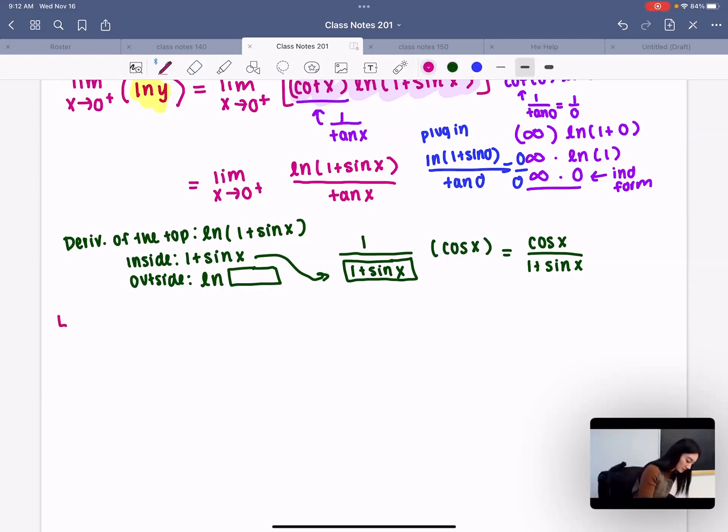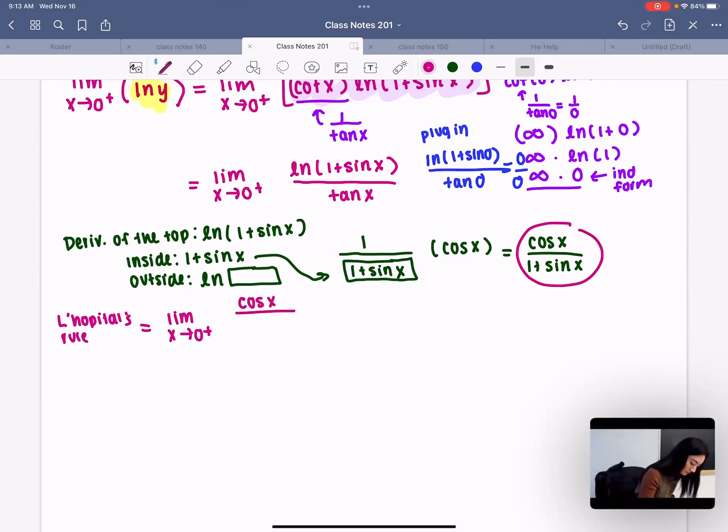So with L'Hopital's, we're continuing the limit. I want to find the limit as x goes to 0 plus. The derivative up top is literally what we found here, so I'm going to write cosine of x over 1 plus sine of x. What's the derivative of tangent of x? Secant squared. Secant squared, good.